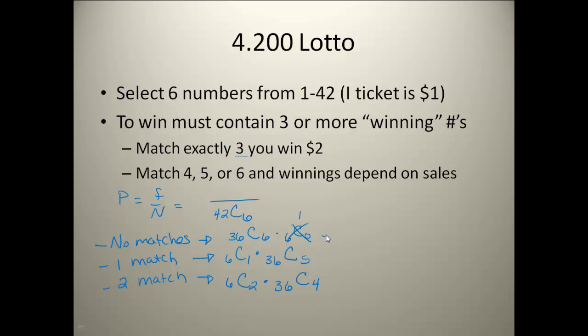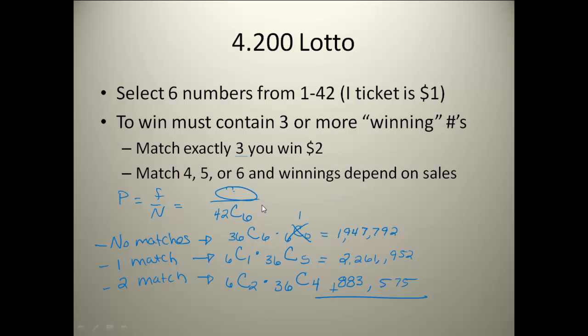So when you do this all out, the top one is 1,947,792. So that's how many different ways you can get no matches. The different ways to get 1 match is 2,261,952. And to get 2 matches is 883,575. Add all those up, and that's going to give us our top number up here.